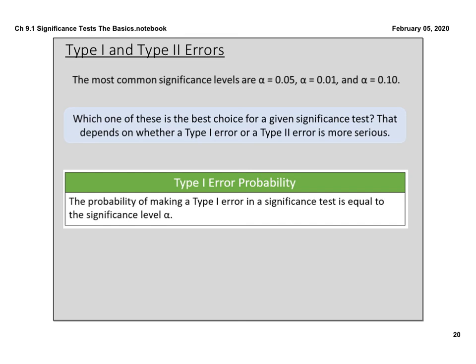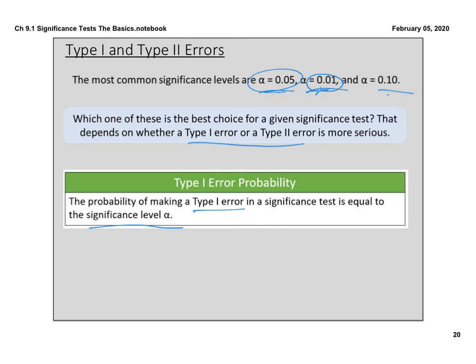Okay, so type 1 and type 2 errors, it says the most significant alpha levels are these three, this one being the most significance, but then 0.01 and 0.1 are ones we use as well. Which one of these is the best choice for a given significance test? Well, that depends on which error is more damaging to you. So it depends on whether a type 1 error or type 2 error is more serious. The probability of making a type 1 error in a significance test is equal to the significance level. So if you want to have a lower type 1 error, that means you need to have a lower alpha level. Okay? Lower type 1 error means lower alpha level.